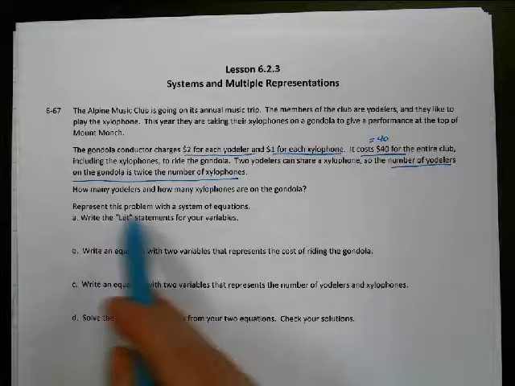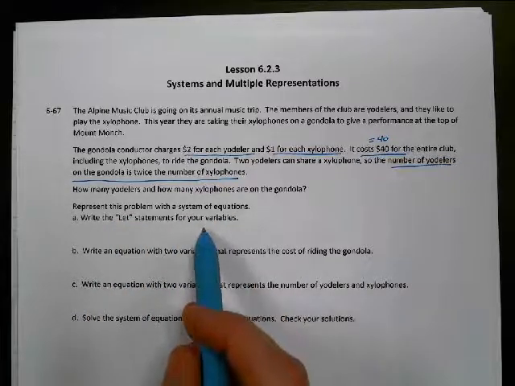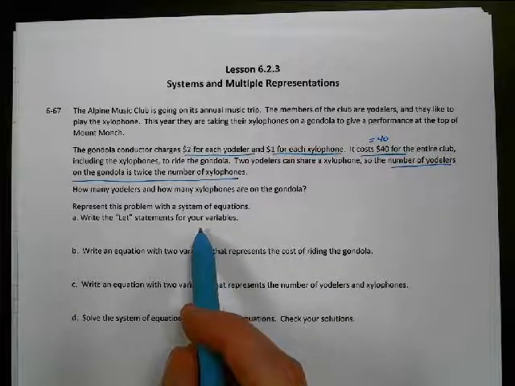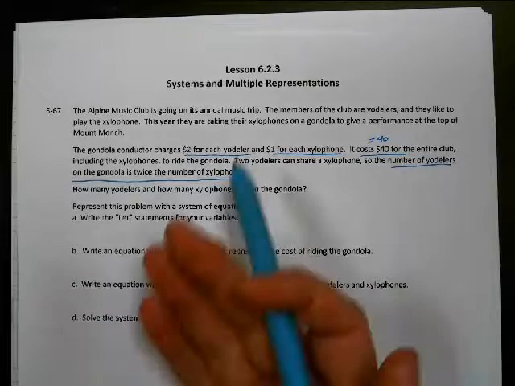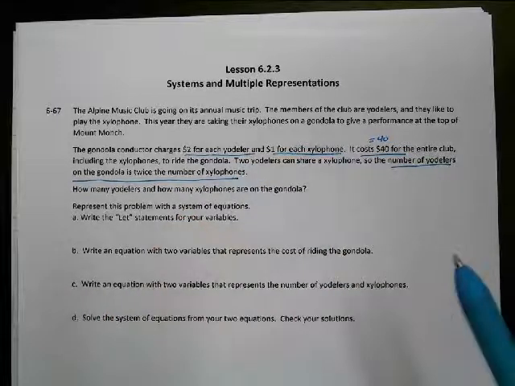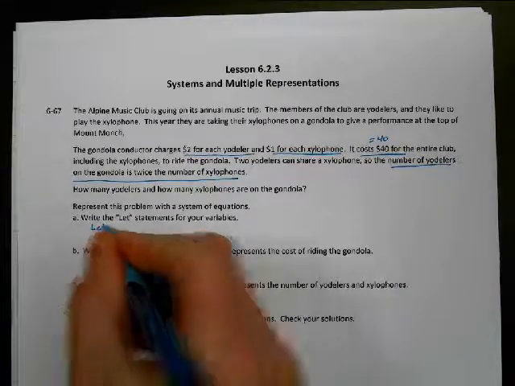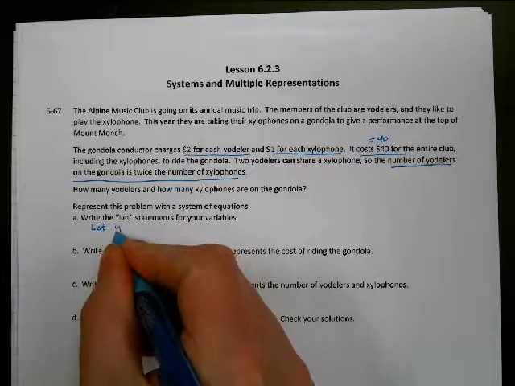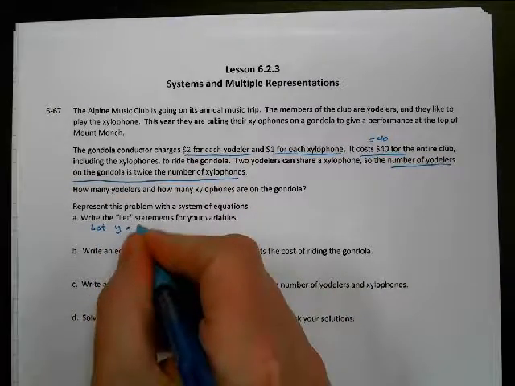So we're going to represent this with a system of equations. We're going to start where you should always start. We're going to define what our variables are. So we're going to write these let statements. Looks like we got two things in here. We've got yodelers and we've got xylophones. So let y equal the number of yodelers.